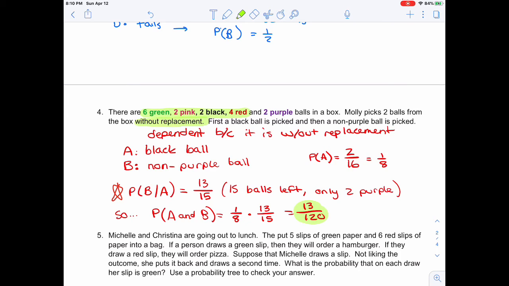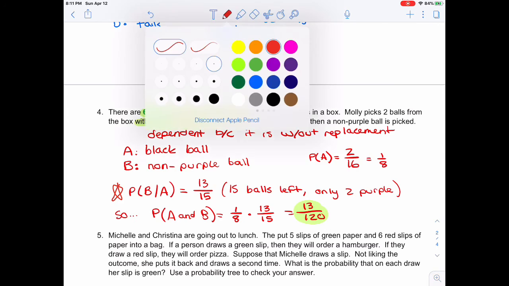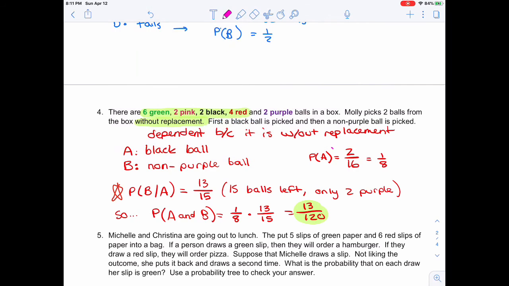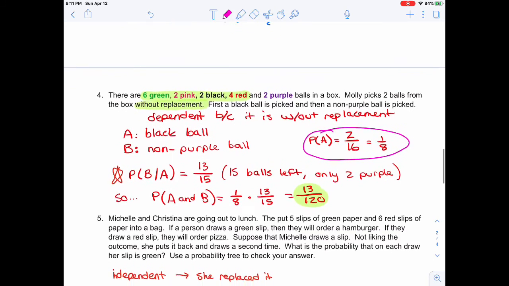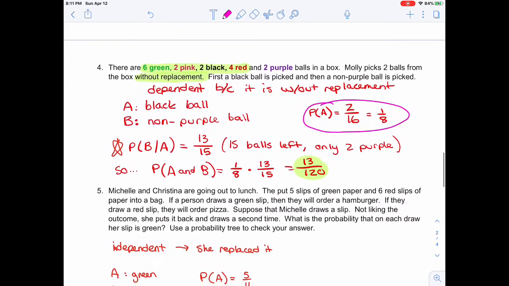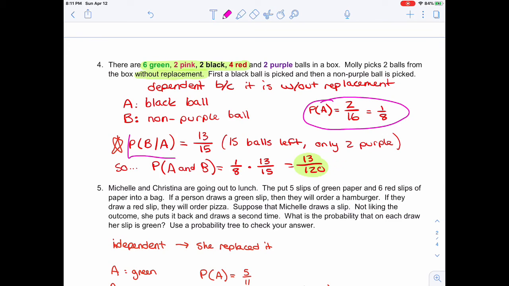So our 2 events were picking a black ball first, and then second was picking our non-purple ball. So our probability of getting a black ball, here I'll put in pink, was 2/16. We just had to add up all of our balls together. We got 2 were black. And then for our second part, the probability of B given A: the probability that we picked a non-purple ball given that we already picked a black ball.